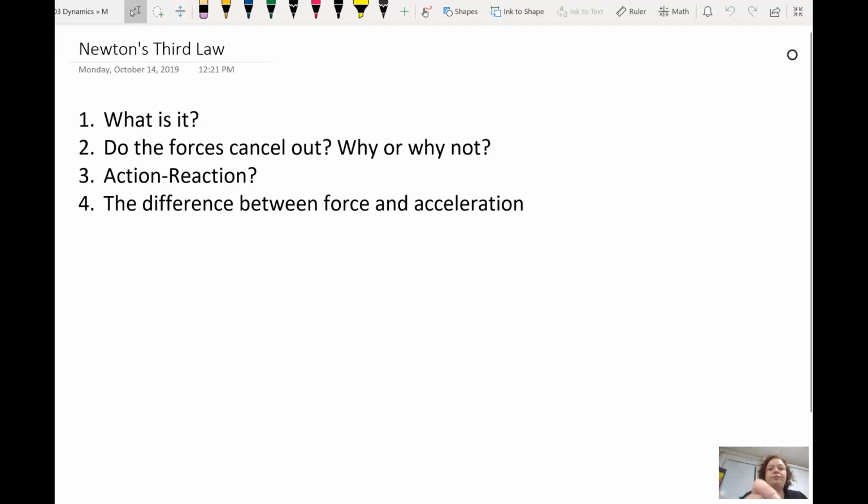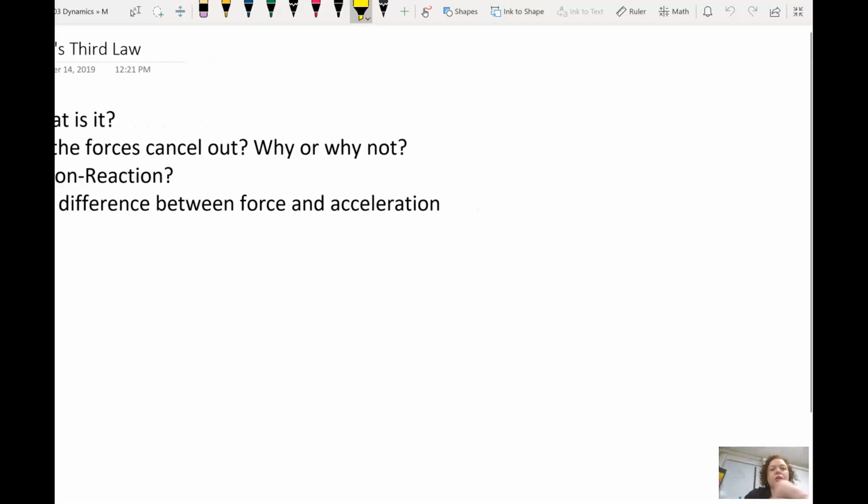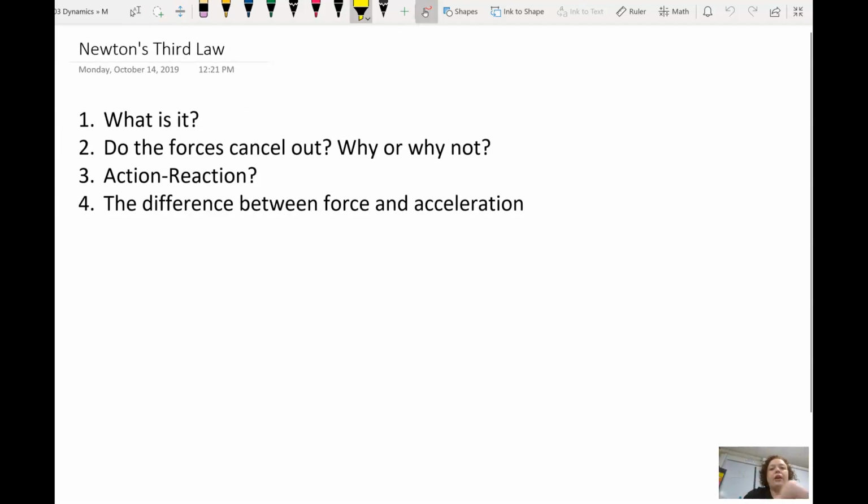So Newton's third law is what we're talking about. And we've got 4 questions we want to have answered. What is it? Do the forces cancel out? Why or why not? What is action-reaction? And what is the difference between force and acceleration? All right. So first off, these are going to move funky, so I'm going to erase them really quick.